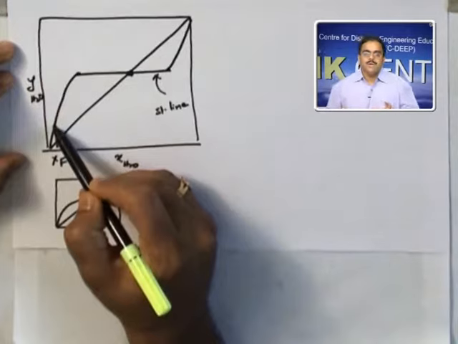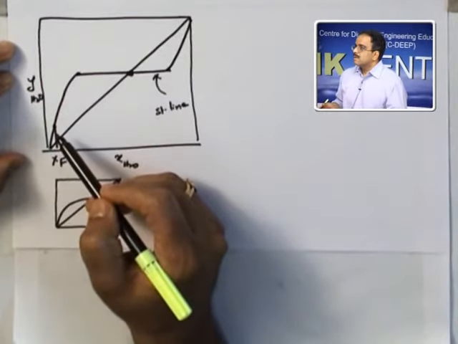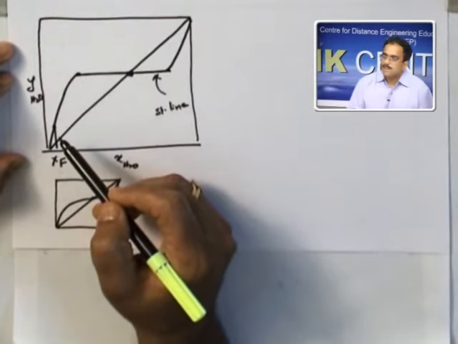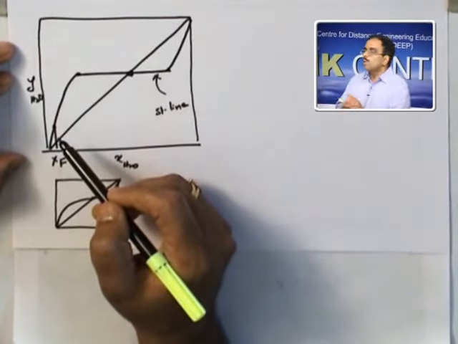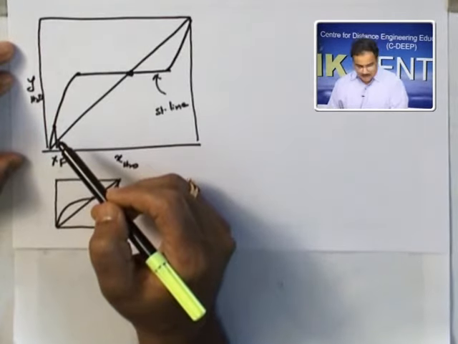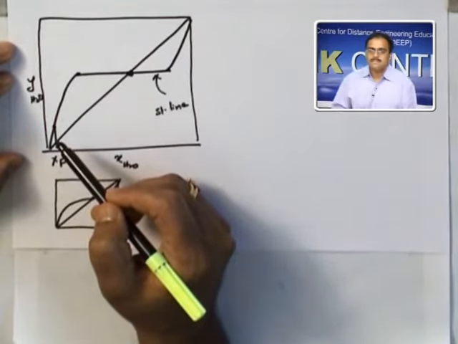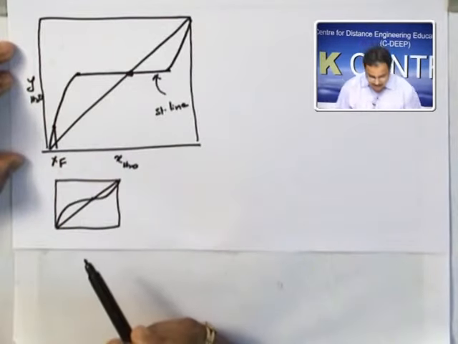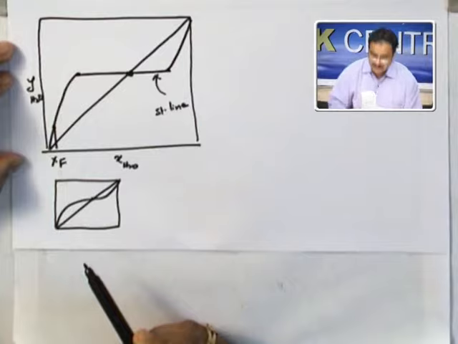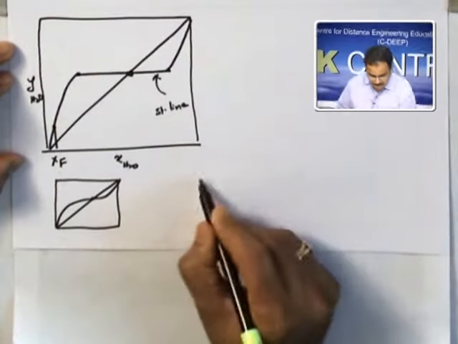I want to separate butanol from water. It may be less, say 5%, 2%, but I want to separate it. I want to get both these compounds in pure form. So, I can exploit this behavior. I just give this mixture XF to a distillation column.